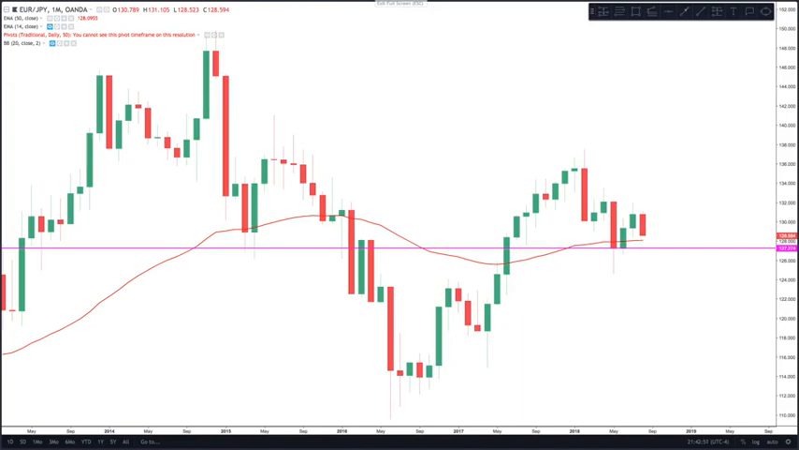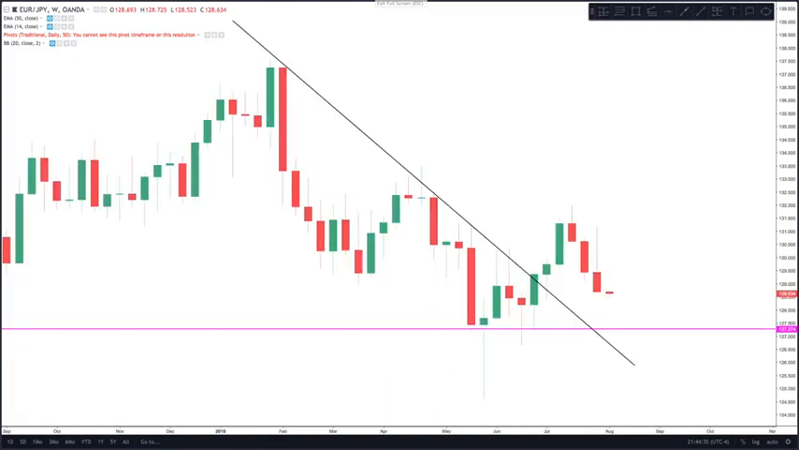On the one hand, we have an inverse head and shoulders pattern, but the immediate trend is making lower highs, which signals a downtrend. You can also see the two big bearish engulfing candles. So let's jump to the weekly.